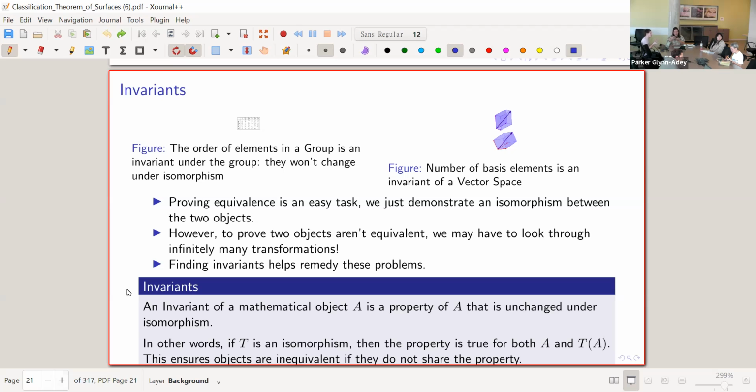So for example, some invariants you might know about: the number of basis elements in a vector space is an invariant, right? Because if one vector space has two elements in a basis and one vector space has three, they definitely can't be isomorphic. They have to be different vector spaces. And the order of elements in a group is also invariant. So you can't have the order of elements changing under group isomorphisms.